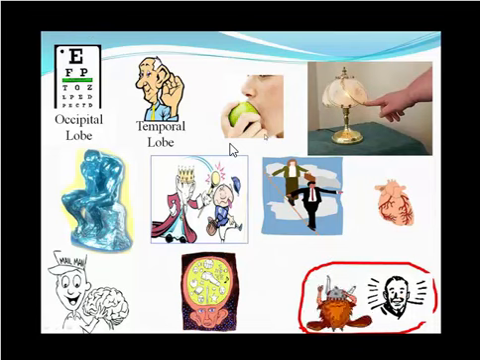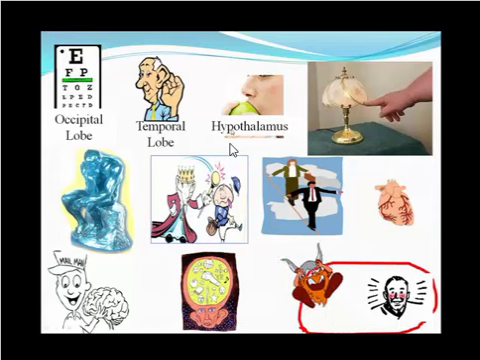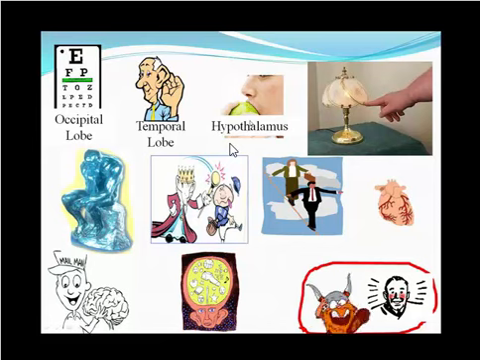Here you have a person eating, so this is the hypothalamus, because the hypothalamus has a nuclei in it responsible for controlling feeding behavior. It also has a nuclei for sexual behavior, drinking behavior, regulating body temperature. It controls the autonomic nervous system. It also controls the pituitary gland. So there's a lot of different things that the hypothalamus does. I just picked eating as one of them.